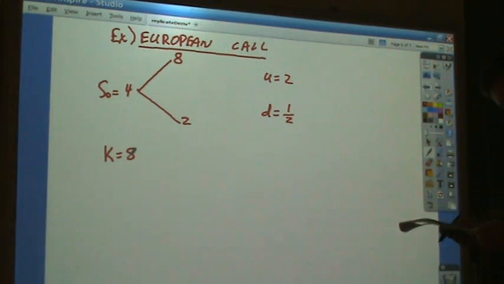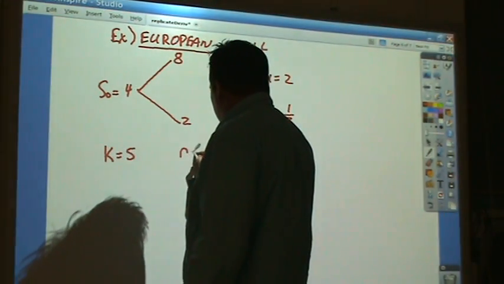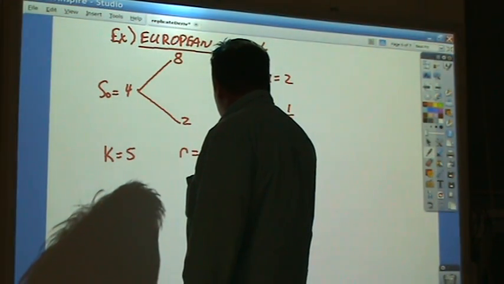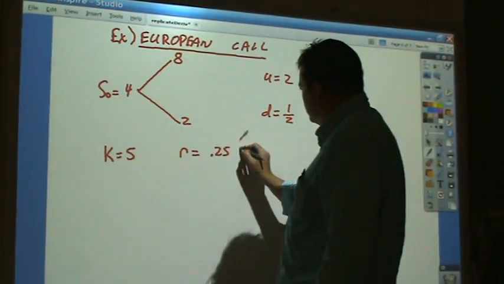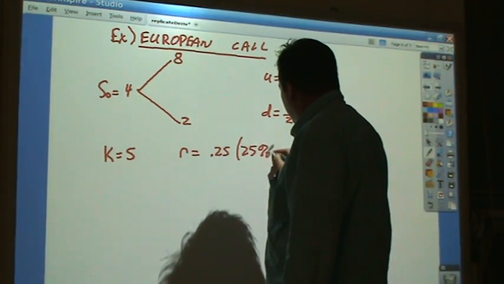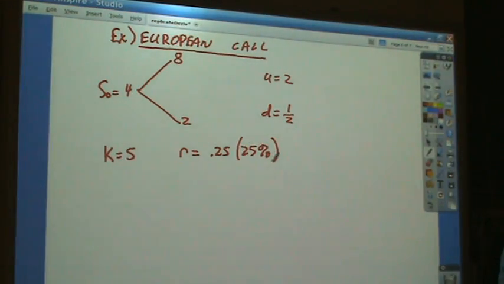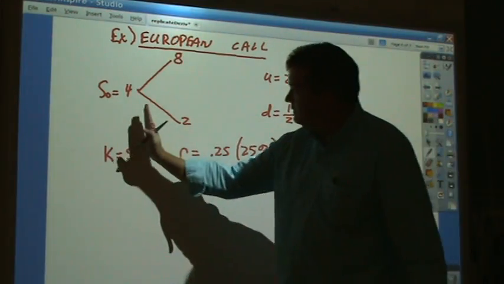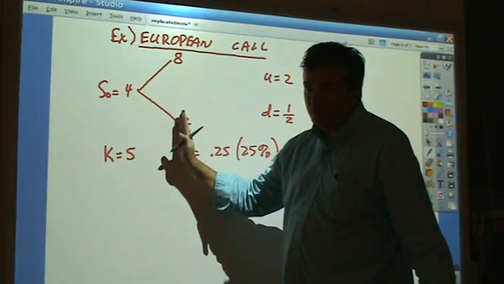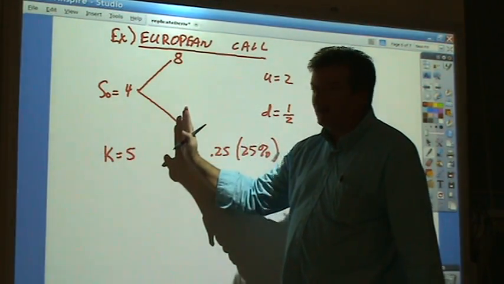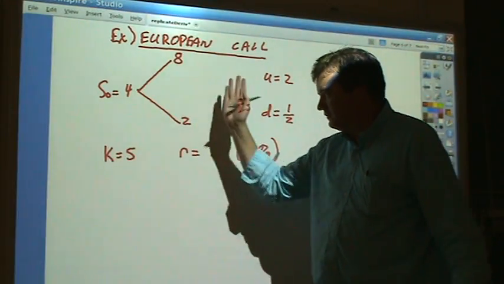Okay, and we have an interest rate of 25%. So what does this mean in this example? There's just one time period, and from here to here, let's say it was a 1-year period, there's 25% interest. The current interest rate in this country is 25%.